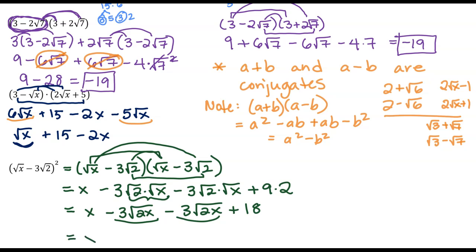So I have an x. If I have negative 3 of those root 2 x's and I subtract another 3 of those root 2 x's, I'll get negative 6 of them. And then plus 18. And I don't have anything that I can extract to simplify. I don't have any more like terms, so I think I'm all set.